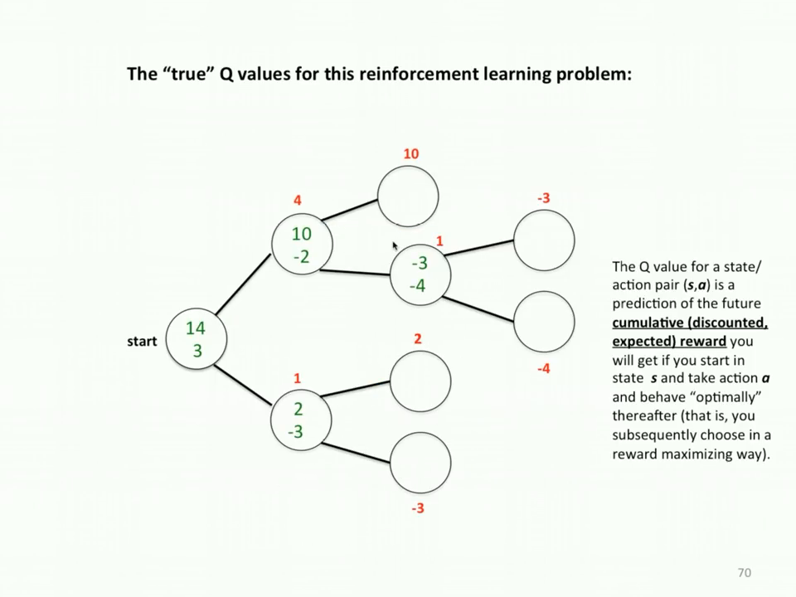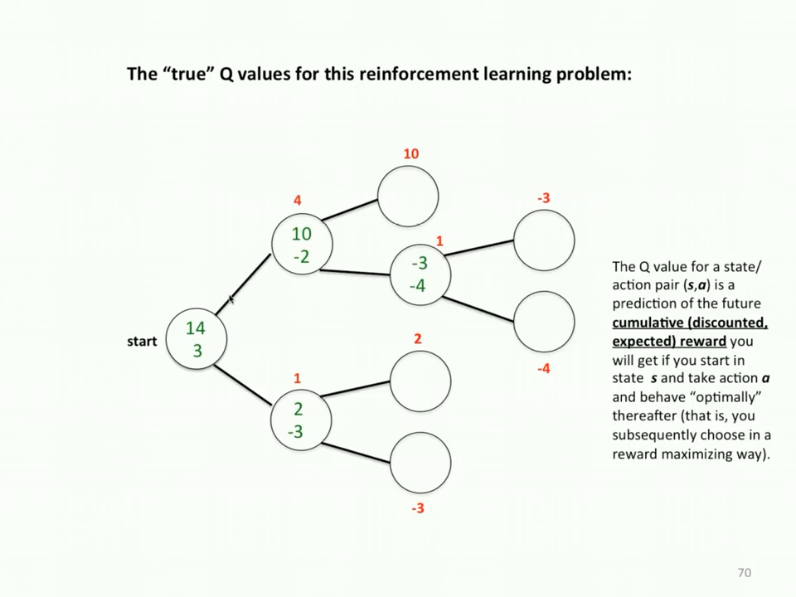Here are the true Q values for this reinforcement learning problem. So let's go through and make sure we understand why they are the true Q values. Look at this number 14. It's the Q value that attaches to being in this state and taking that action. So this value is saying that you will get 14 reward points if you are in this state and take this action and thereafter behave optimally.